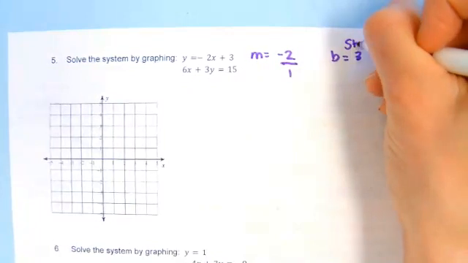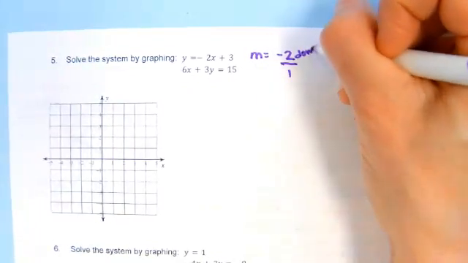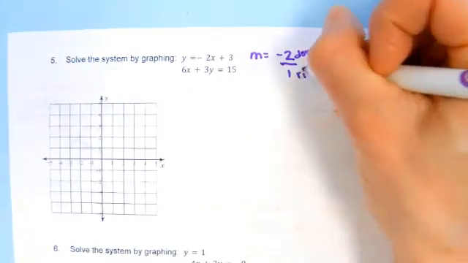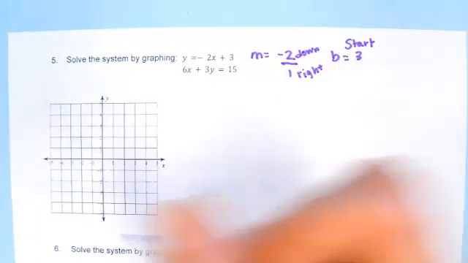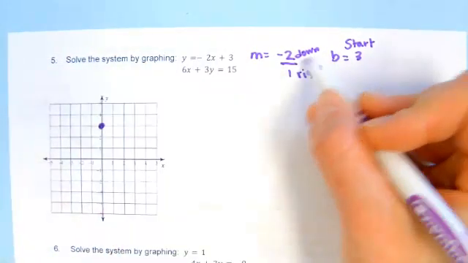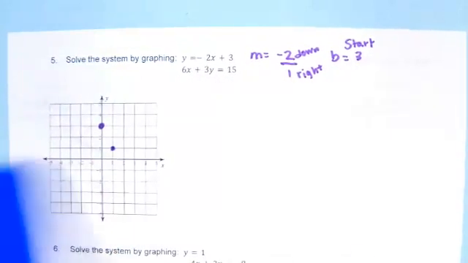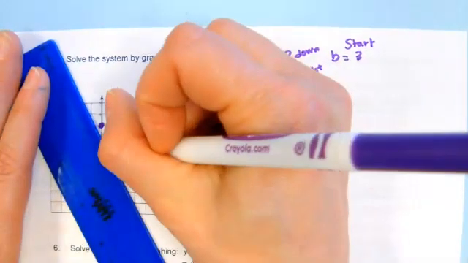Again, start with your y-intercept and use your slope to go down this time because of a negative, and right. Okay. Starting at 3, 1, 2, 3, put a dot. And now we're going to go down 2 and right 1, put another dot. And we're going to draw our line through our graph.